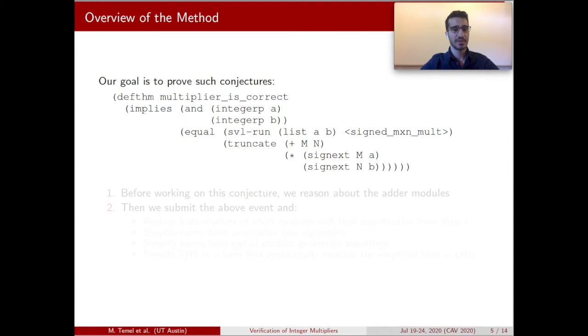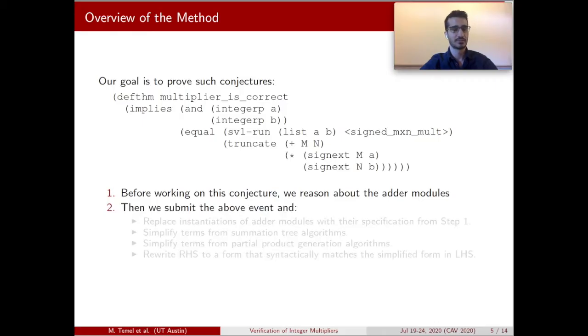We have two main steps to prove such conjectures. The first step pertains to the adder modules only. Before reasoning about the multiplier modules, we deal with modules such as full adders and final stage adders that are used by the summation tree algorithms. Then we start working on this conjecture about the multiplier module as given here.